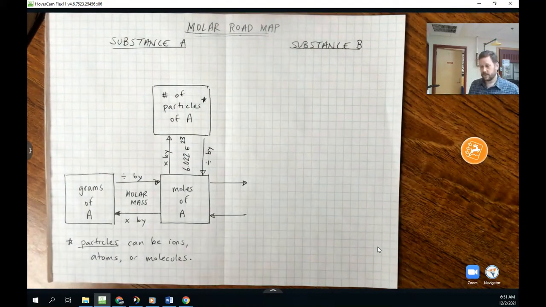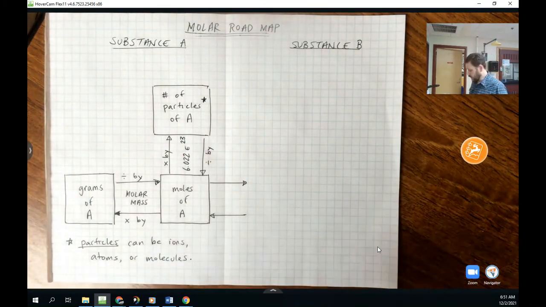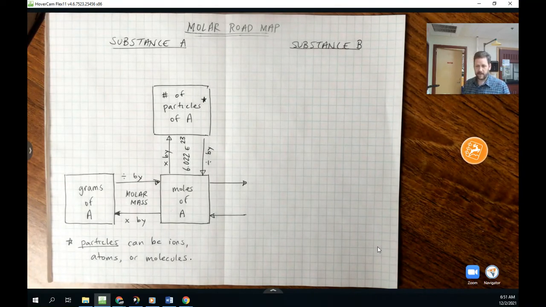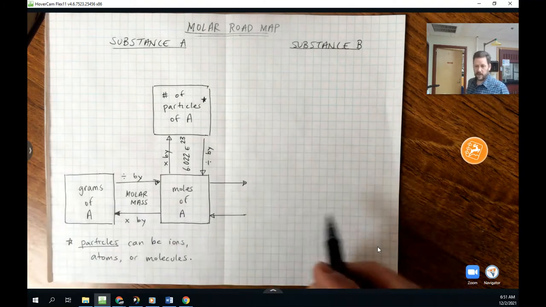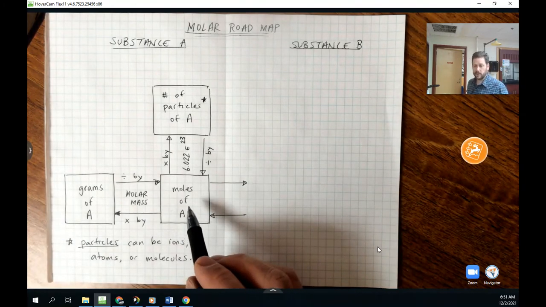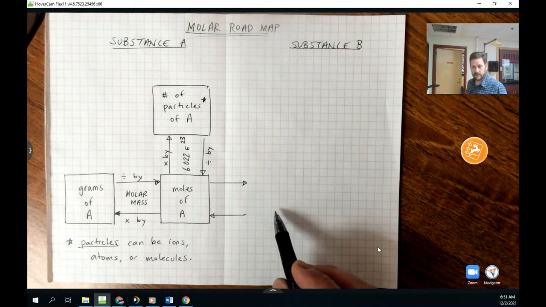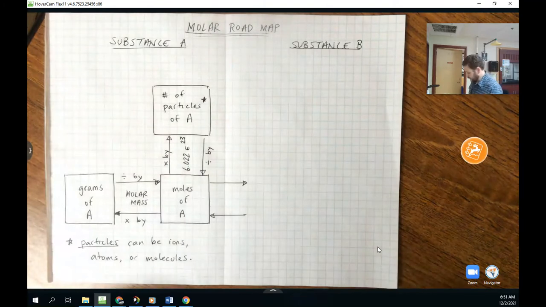Now this is a good place to stop and save the second half of this sheet for when we're ready to convert from moles of one substance to moles of another. If we're ready to continue with this Molar Road Map, then we can now talk about how we'll use a conversion factor to convert between moles of one substance and moles of another substance. And remember, a substance is an element or a compound.